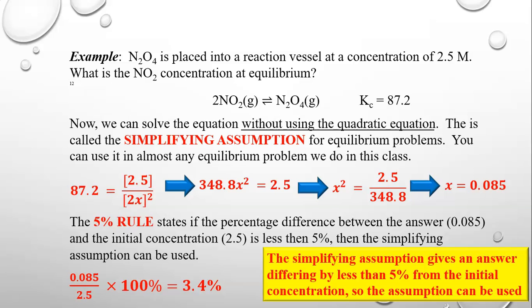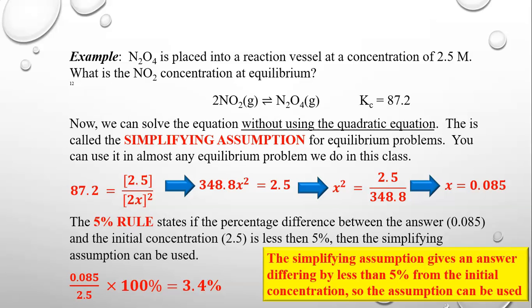So you see the equation, how it proceeds. 87.2 over 2 equals 2.5 over 2x squared. You square the 2x squared and multiply both sides by that, and you can just see how the algebra works out. Finally, take the square root of x and you get 0.085. You see that you got pretty close to the answer we got using the quadratic, which is 0.086.